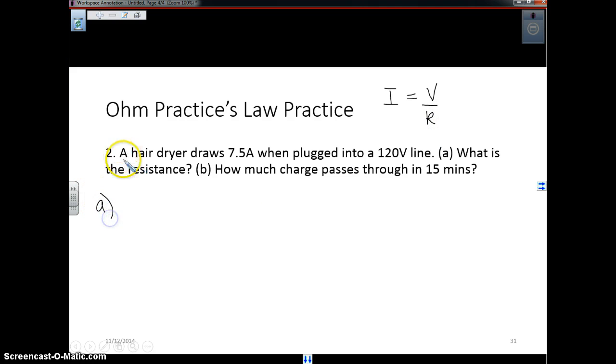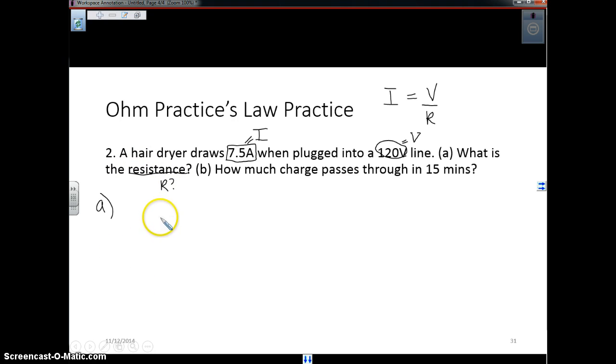Part A. A hairdryer draws 7.5 amps. That letter A means it's going to be a current. So that's my I. 7.5 amps when it's plugged into a 120 volt line, which happens to be the voltage here. This is actually pretty accurate numbers right here. So we have current and we have voltage. The question is, what is resistance? So what is our R?